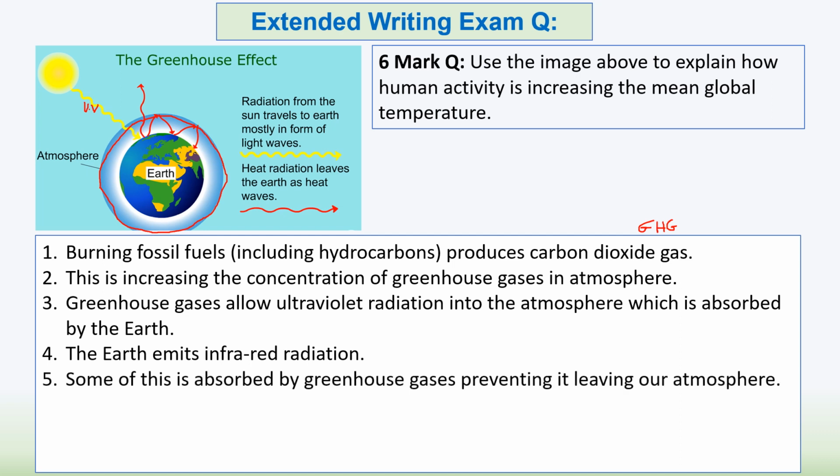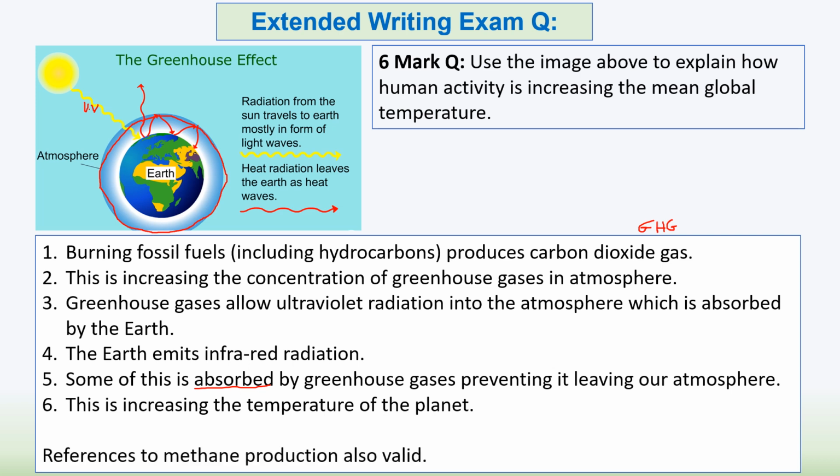As a result, it can't escape the greenhouse layer, and some of the greenhouse gases absorb this heat, preventing it from being emitted out into space, and as a result this increases the mean global temperature of the planet. You could also talk about methane here instead of carbon dioxide, because methane again is the other main greenhouse gas.